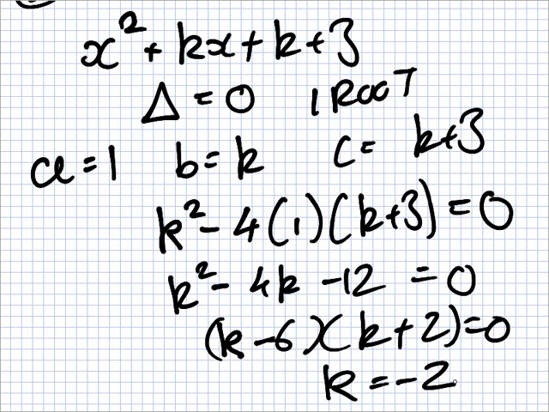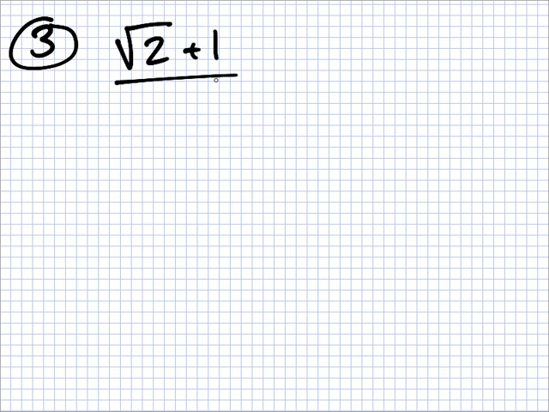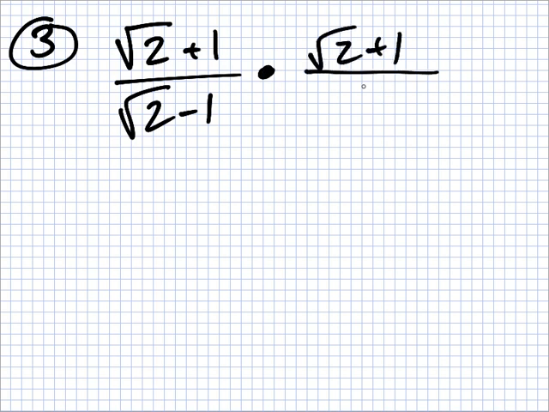The next one is the third one. It was root 2 plus 1 over root 2 minus 1. I ask you to write it as a third. Can I scroll down? Yeah. Root 2 plus 1 over root 2 minus 1. Okay. So I'll multiply the top and bottom by root 2 plus 1. What is that called? Conjugate.